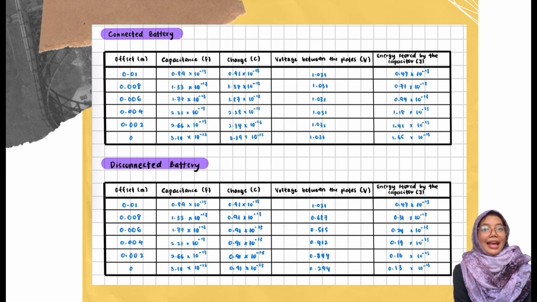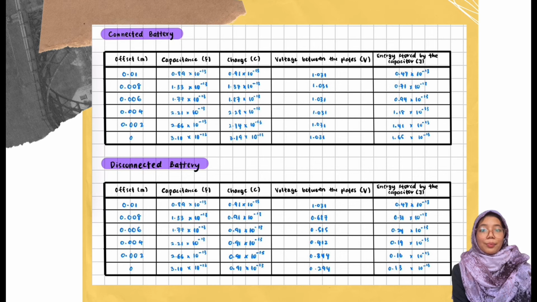For the offset and capacitance of the disconnected battery, it is the same as the connected battery. The charge for the disconnected battery is all the same, which is 0.91 times 10 to the power negative 13. But for the disconnected battery's voltage between the plates, we got 1.031, 0.687, 0.515, 0.412, 0.344, and 0.294 respectively.